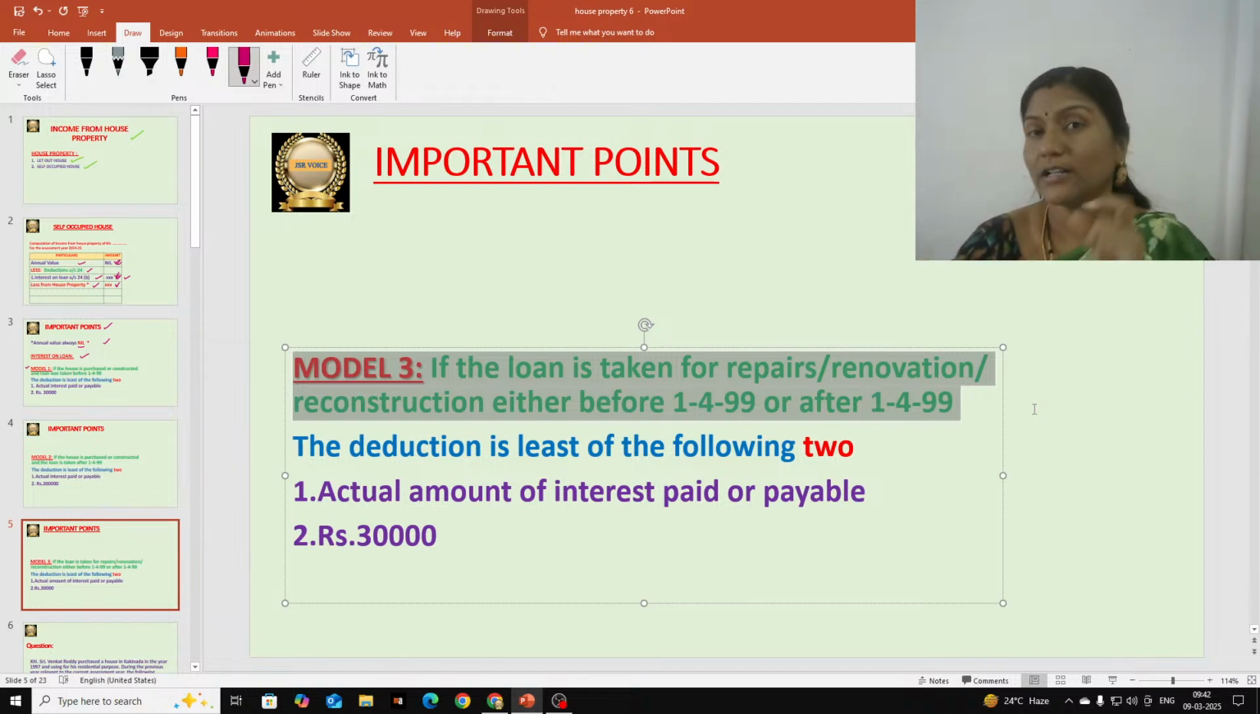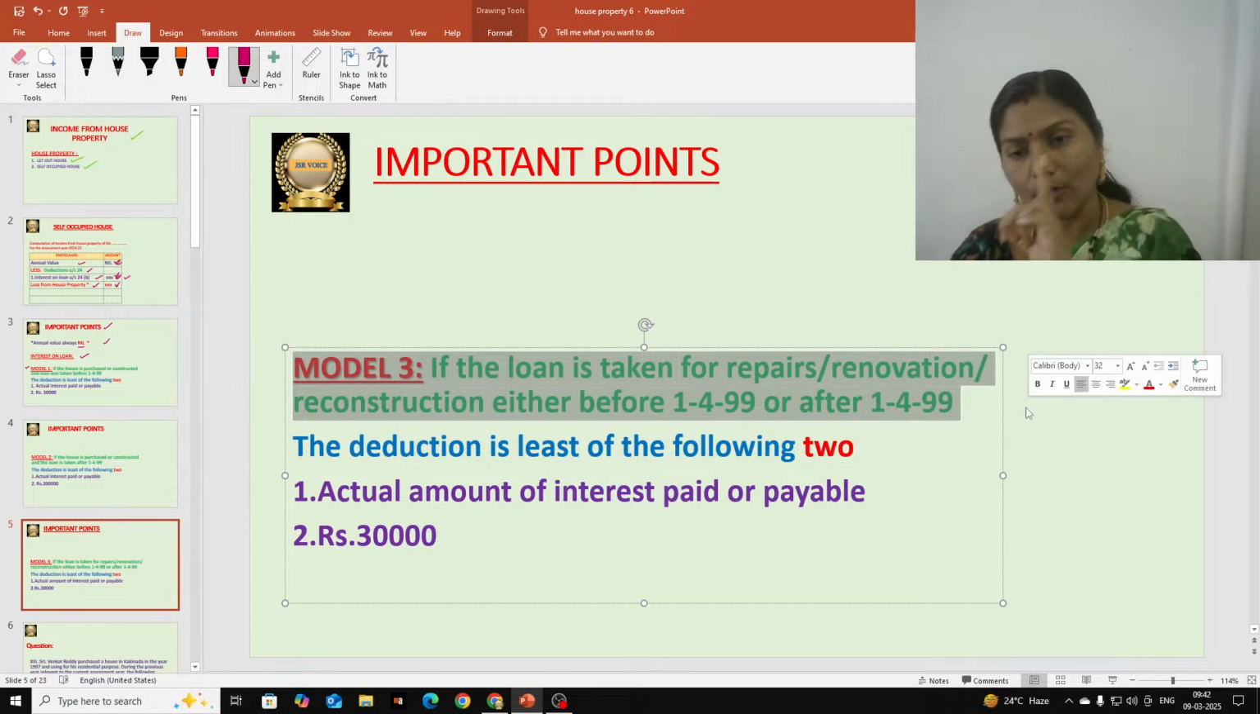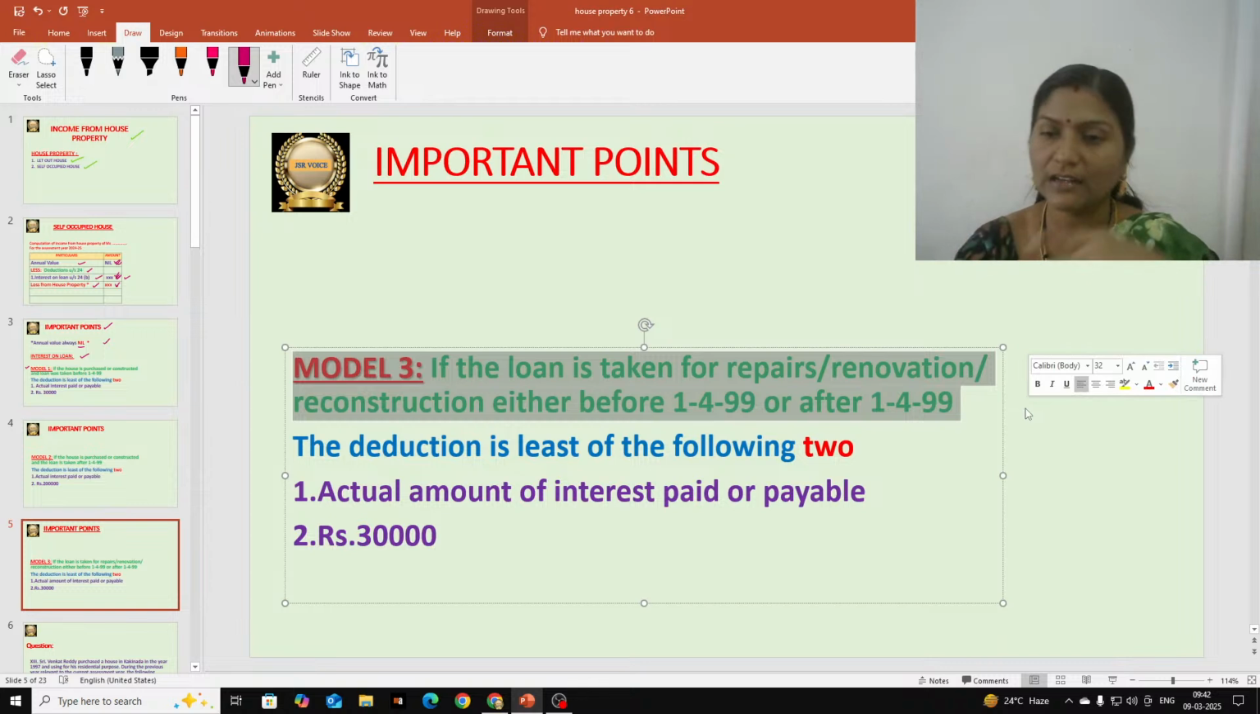Okay, here what is the loan purpose? Why was the loan taken? For purchasing or constructing the house? No. For what purpose then? For repairing the house, renovating the house or reconstructing the house. If the loan is taken for that purpose, and whether he takes the loan before 1-4-99 or after 1-4-99, the rule is the same.